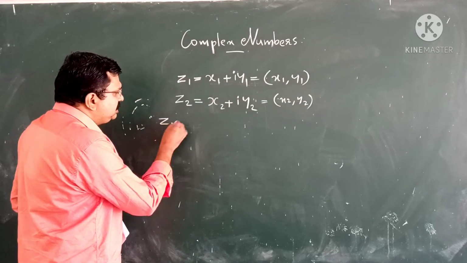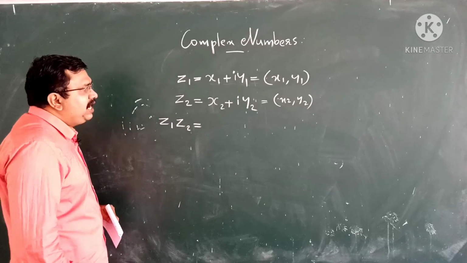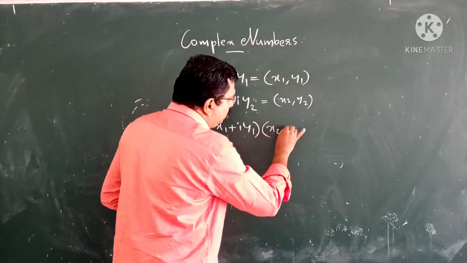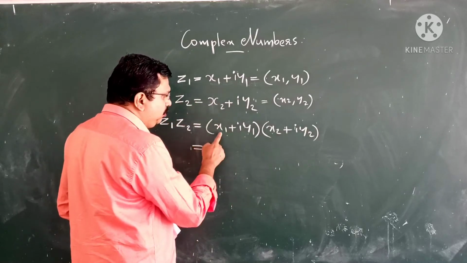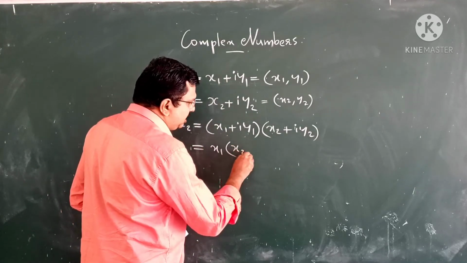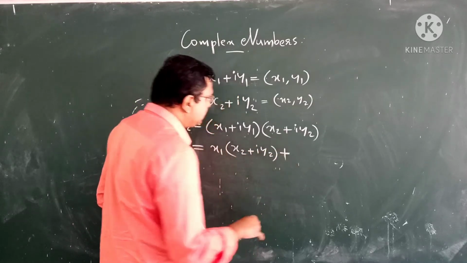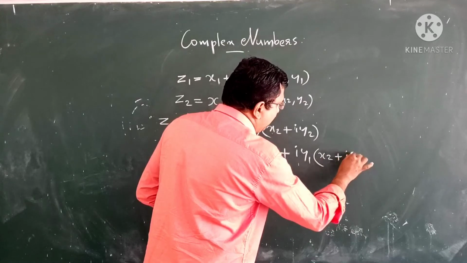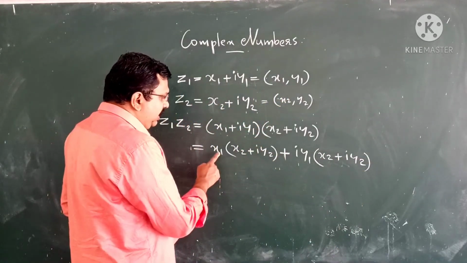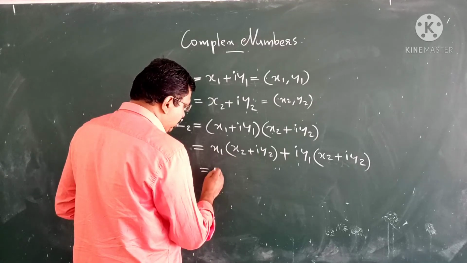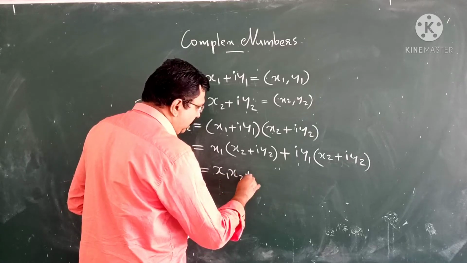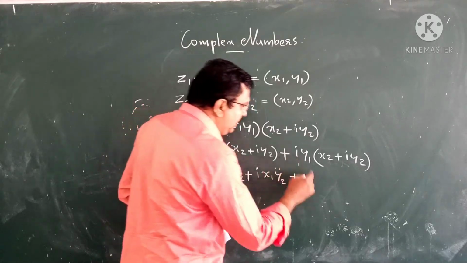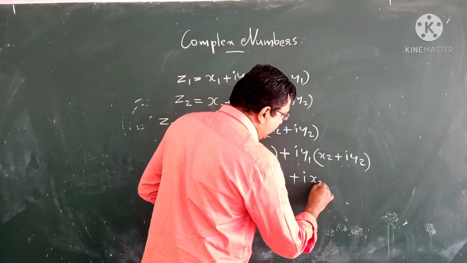Then we can find z1 into z2 equal to (x1 plus iy1) into (x2 plus iy2), that is equal to x1 into (x2 plus iy2) plus iy1 into (x2 plus iy2), which is equal to x1 x2 plus i x1 y2 plus i y1 x2, which can be written as x2 y1.